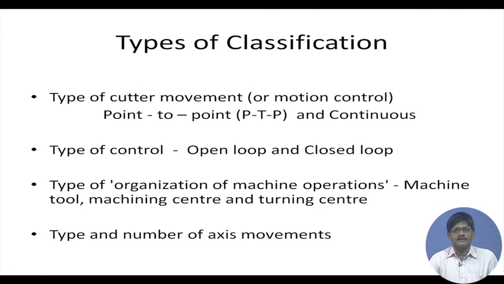The types of classification, for example: CNC might be classified as per cutter movement or cutter motion control. We can have point-to-point control as well as continuous control. There can be classification as regards open loop and closed loop control. Then type of organization of machine operations, like machine tools, machining centers, turning centers, etc., and by the type and number of axis movements.